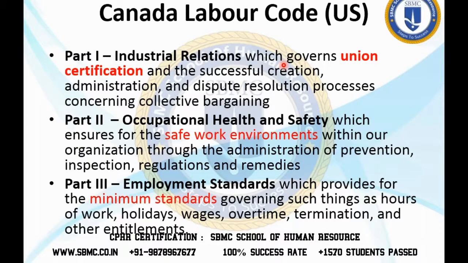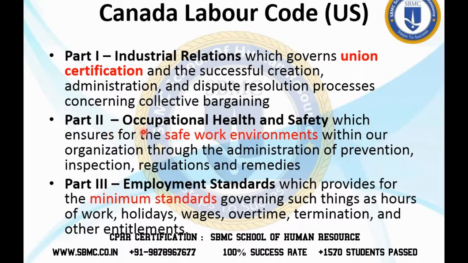Let's come to the Canada Labour Code. It has three parts: first part, second part, and third part. The first part relates to industrial relations. Industrial relations governs union certification and the creation, administration, and dispute resolution process concerning employee collective bargaining. It governs union certification, and may involve collaborative agreements. So it is industrial relations.